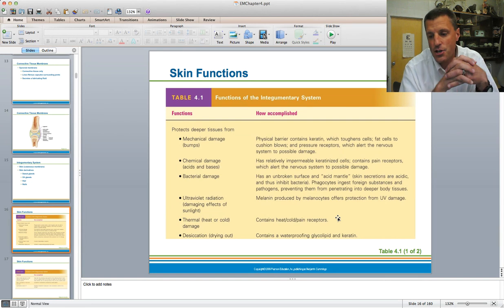And then desiccation. How do we keep our skin from drying out? Well, we have that keratinized layer on the outside that I referred to earlier as being almost like scales of a reptile, although not as pronounced, but it is a drier layer that keeps water in.